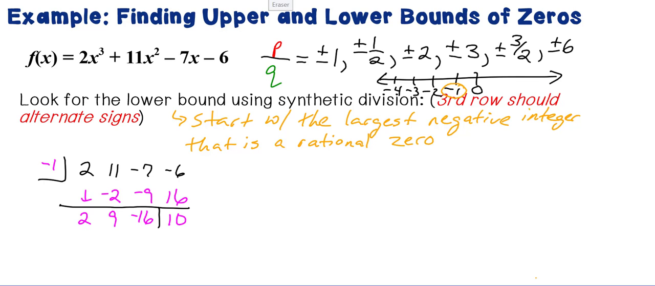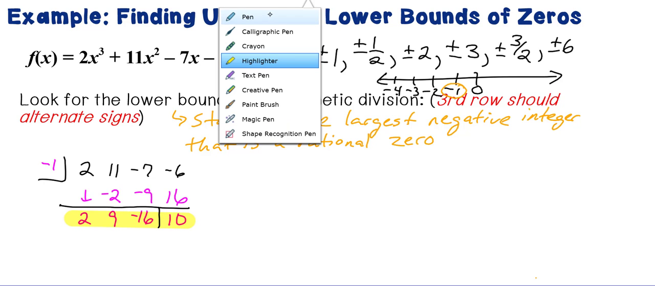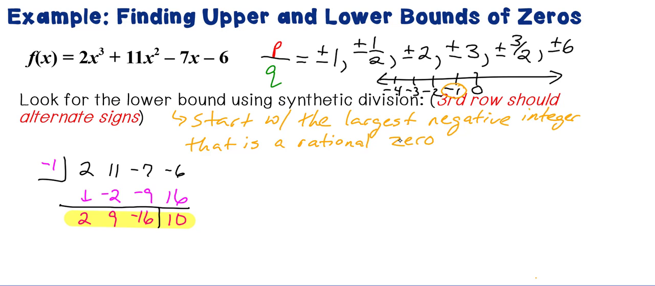So if I look at this third row again, for it to be a lower bound, I need the third row to alternate signs. And I've got a positive, positive, negative, positive. So in this case, this one is not, I'm going to put LB for lower bound. So this is not a lower bound. So that means I need to go to the next number. And I'm going to go to the whole number, not the fraction. Okay, so our next number is -2. Set up our synthetic division.